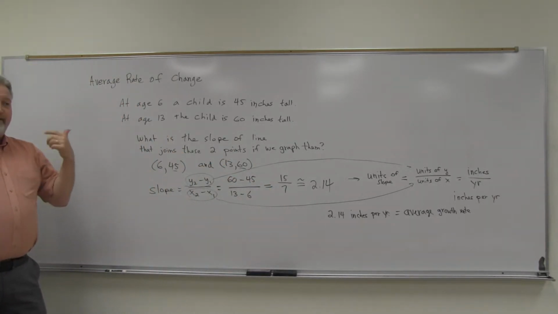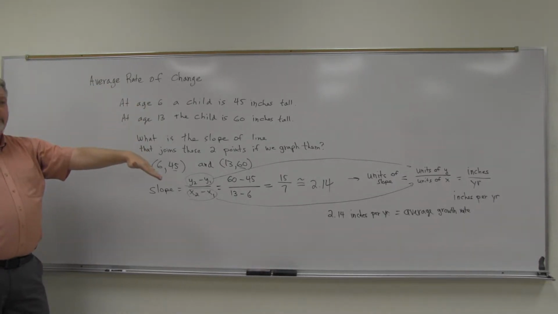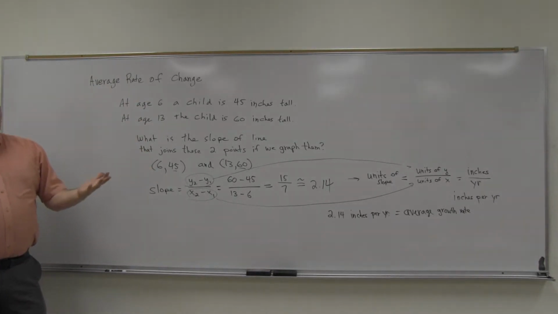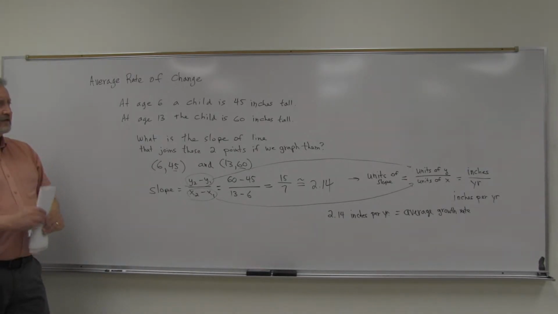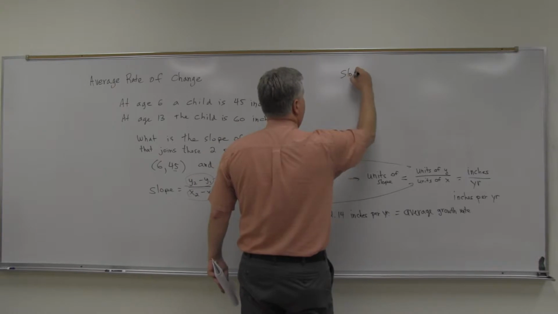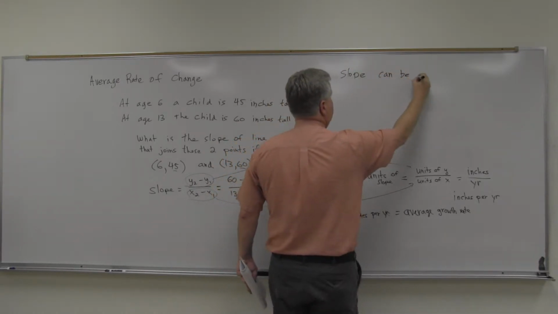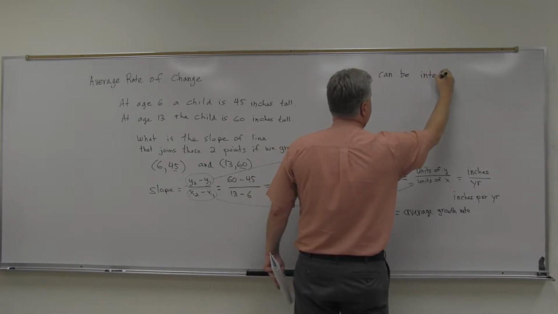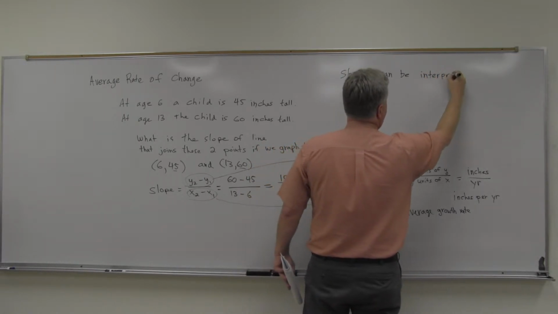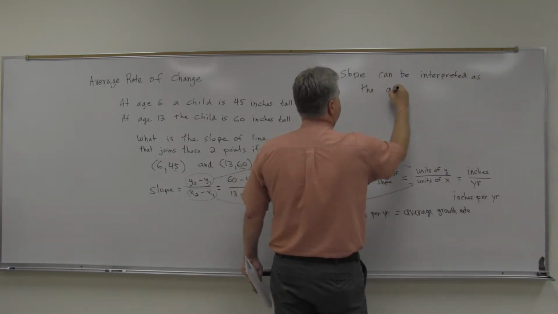Okay, so slope can be interpreted as this rate of change, in this case a growth rate. We'll talk about another couple of examples, but one of them is growth rate. So slope can be interpreted as the rate of change. Average rate of change, I should say.